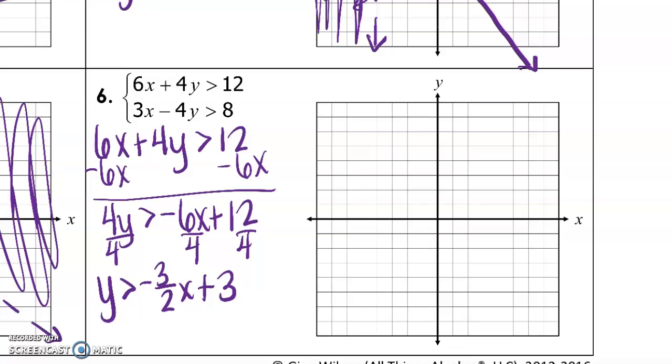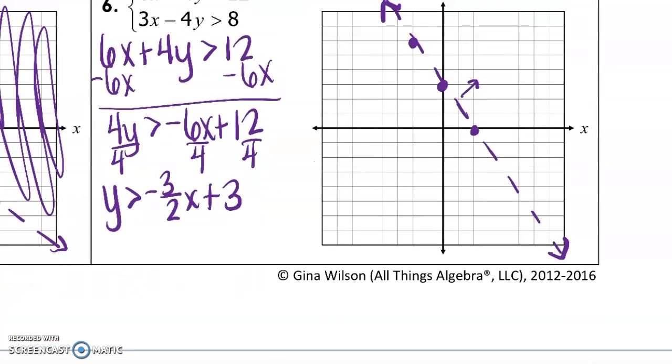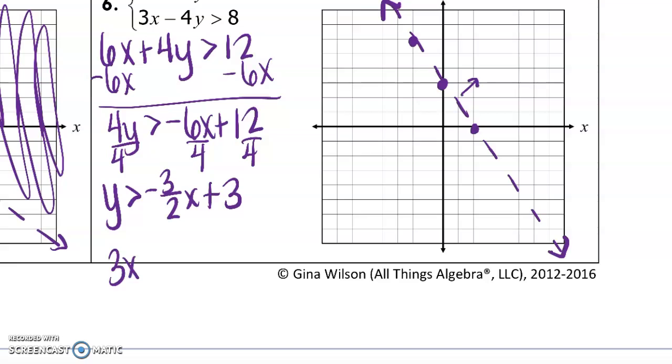Don't forget to always simplify your slope. So we start up 3, then down 3 and right 2, up 3 and left 2. This would be a dashed line. It's greater than, so we would be up above that line. The bottom one, I'm going to sneak in down here.